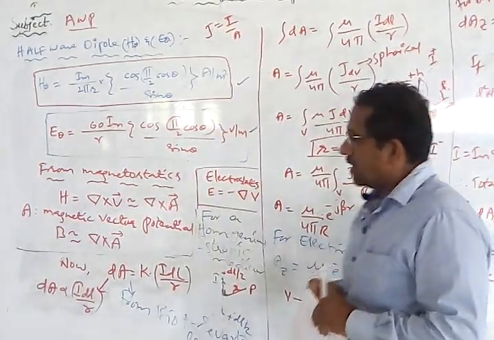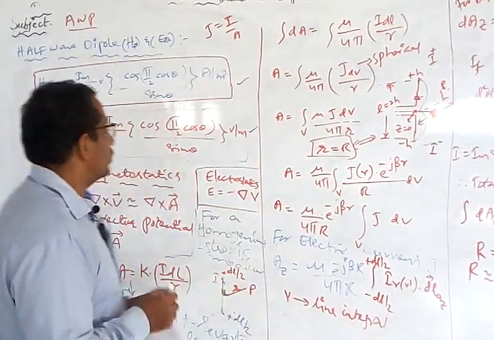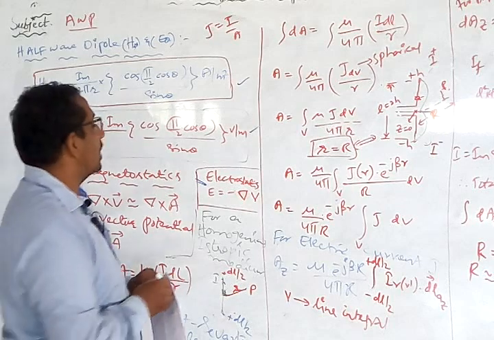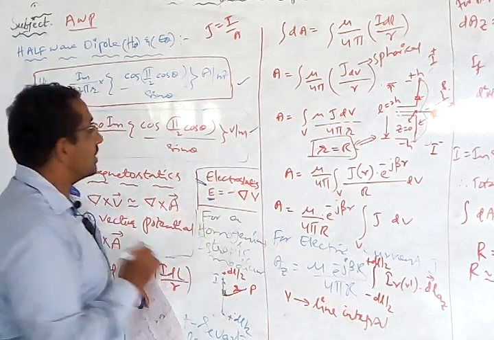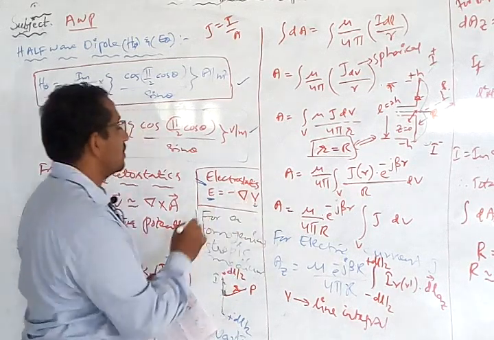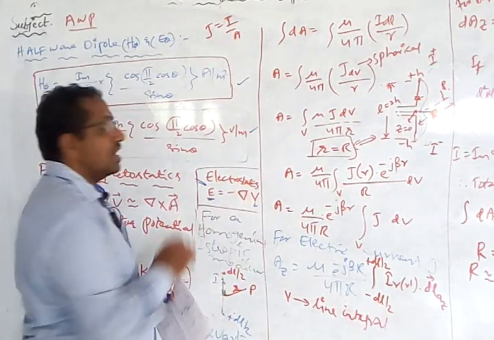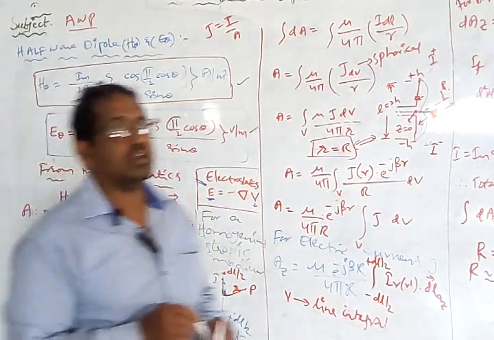Now first of all, we have to start with electrostatics and magnetostatics. In the earlier classes, in the EMTL subject, we studied the basic electrostatic equation. The electric field is related to the potential V by E is equal to minus del V, where V is the electric potential and E is the electric field vector.